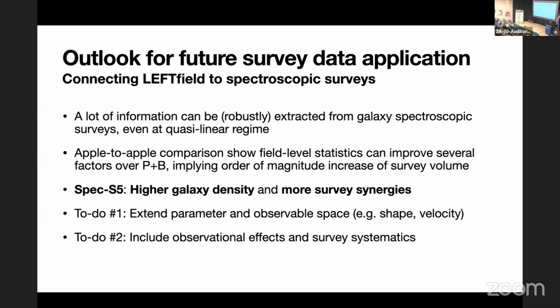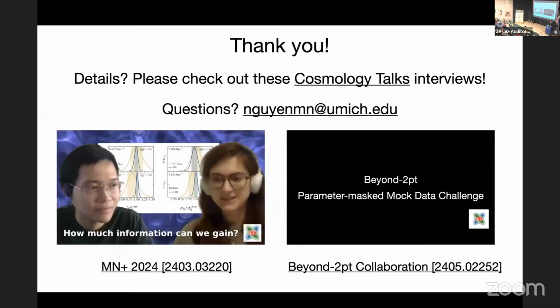What I mean by more survey synergies is one can imagine not only modeling galaxy counts, but also modeling galaxy shapes or galaxy peculiar velocities, because they are conditioned on, or they trace, the same underlying matter field. Of course, there are observational effects and systematics that we also have to incorporate, and that would require many more future studies because we honestly don't know some survey systematics at the field level just yet. Yeah, so that would be my talk.